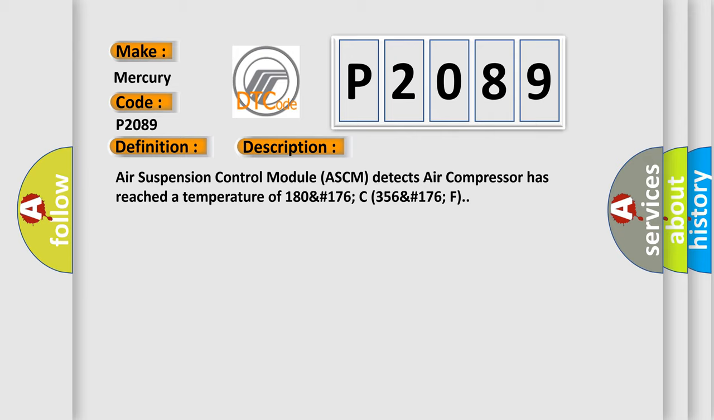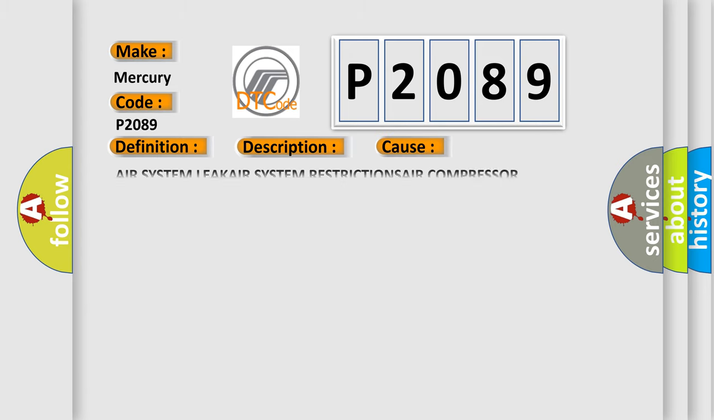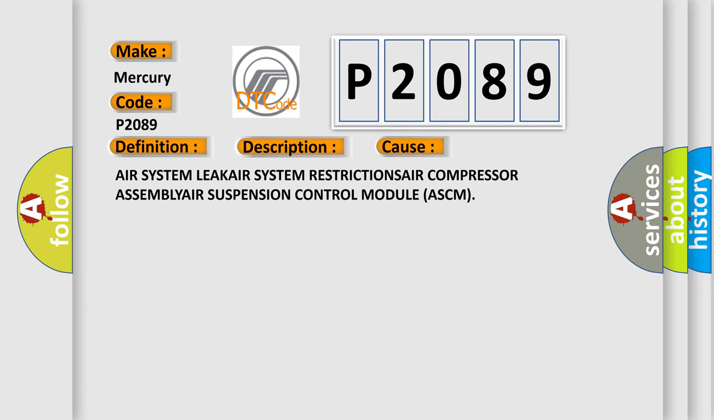Air suspension control module ASCM detects air compressor has reached a temperature of 180°C, 356°F. This diagnostic error occurs most often in these cases: air system leak, air system restriction, compressor assembly, air suspension control module ASCM.